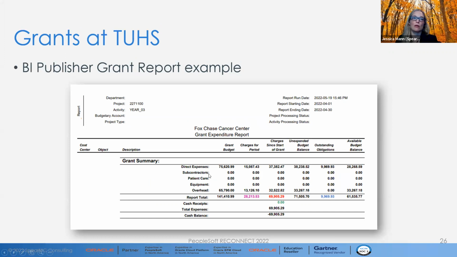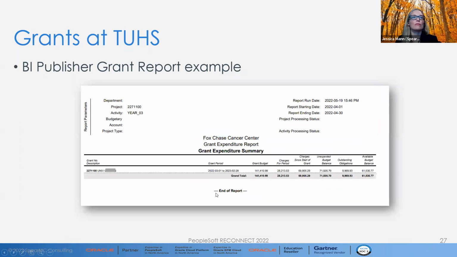Our expense groupings are pretty high here. It's essentially subcontractors, patient care equipment, overhead, and then everything else in our direct expenses. It's a summarized version, and then we have a total for the particular grants of those same buckets.